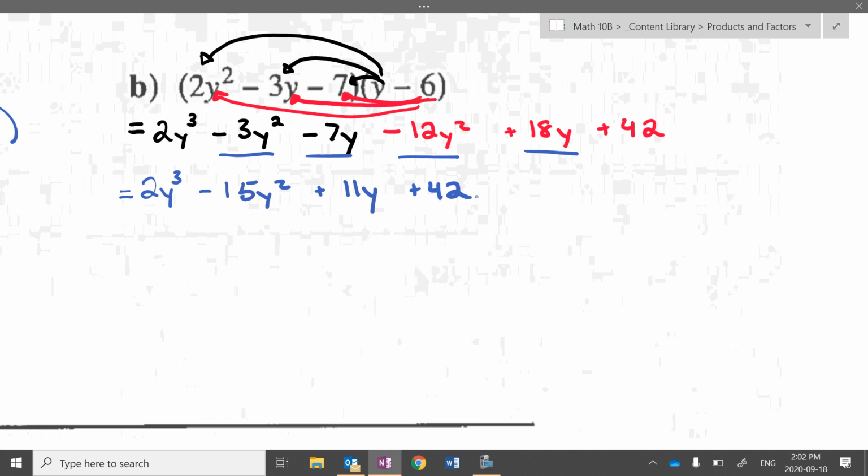For a question like this, we're still allowed to use the diagram method? Totally. You always can use the diagram method. It will work for every single one you come across.